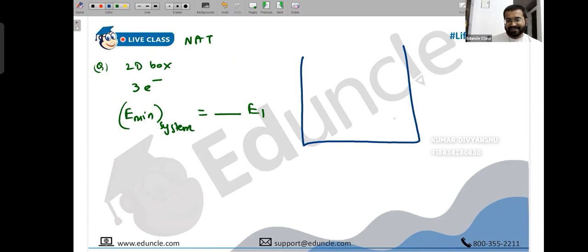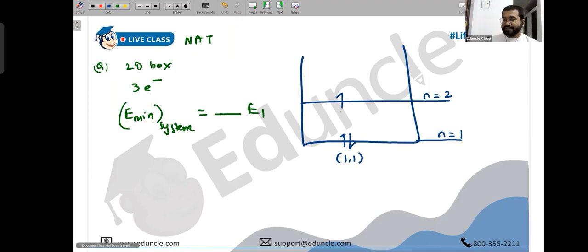Okay, let's check. What do we have, people? Ground state has n equals 1. First excited state has n equals 2. We have 3 electrons, so 2 electrons will be in the ground state. The third electron will automatically go in the first excited state. Ground state has 1 1. But the first excited state has degeneracy. Either you can have 1 2 or you can have 2 1. Does it matter whether it is in 2 1 or in 1 2? No, the energy is the same. Energy of both the degenerate states is the same, so it doesn't matter where you keep this.